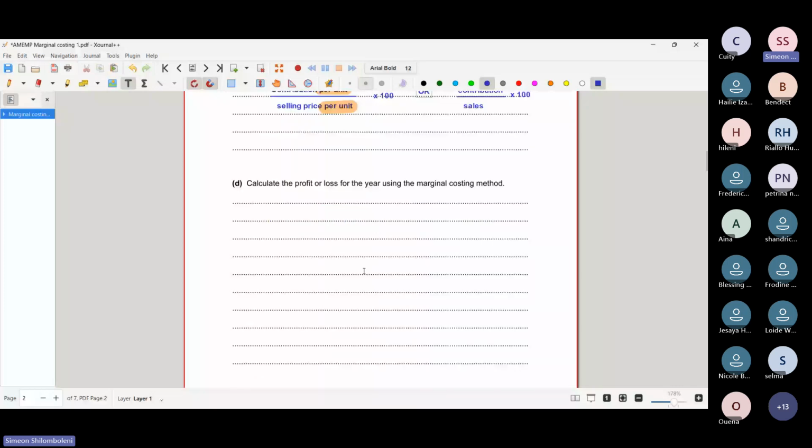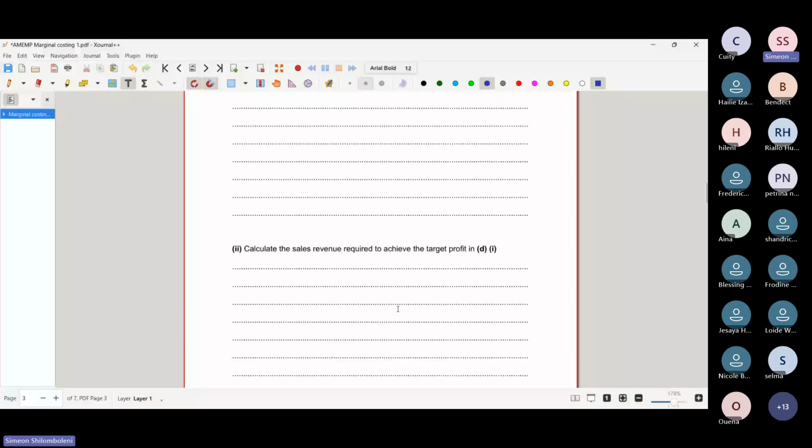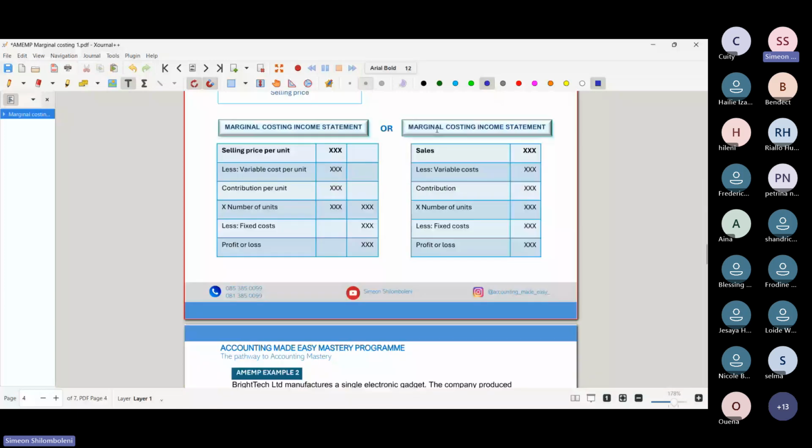Now, calculate the profit or loss for the year using the marginal costing method. Now, this is very, very important because when we are going to other topics, especially decision making, this format, you need to know it perfectly. Let me first go and explain the format here. Marginal costing income statement. It's an income statement, just like the other income statement. It also calculates profit or loss, but it's done in marginal costing, in production sort of.